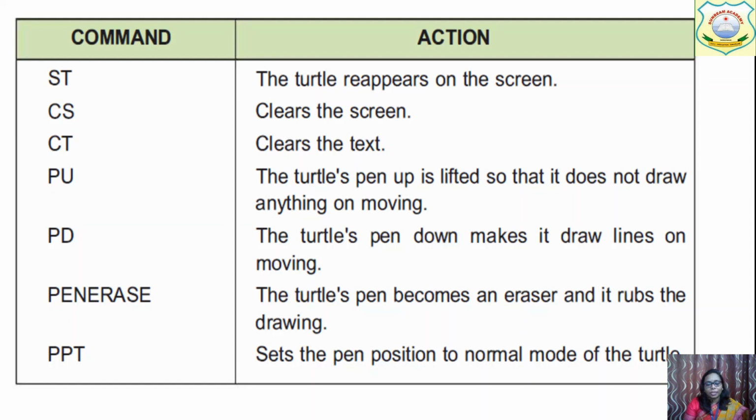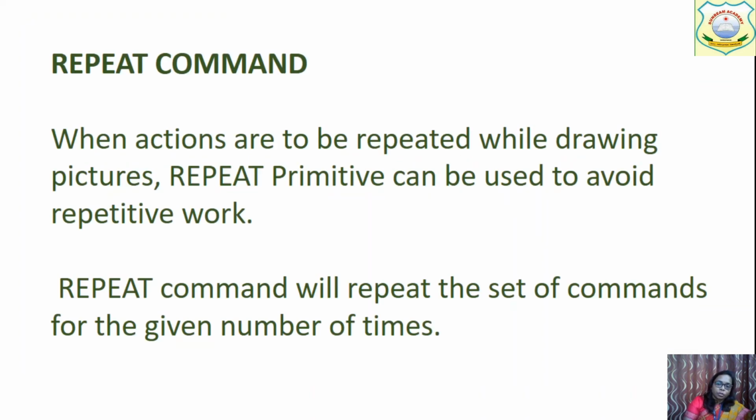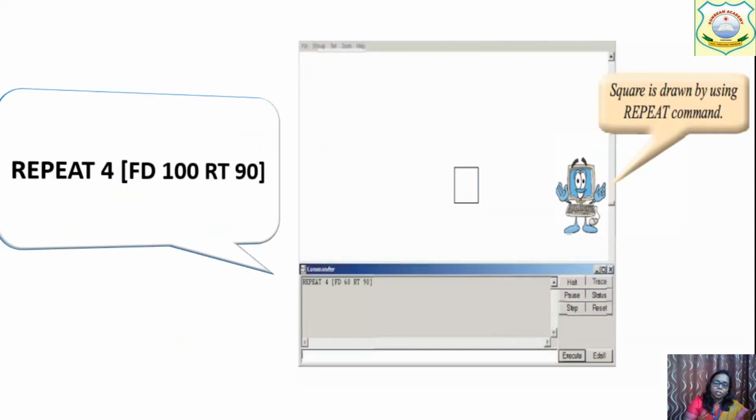To set the pen position to the normal mode, PPT. Okay. Now we have the repeat command. What is the use of the repeat command? When actions are to be repeated while drawing pictures, the repeat primitive can be used to avoid repetitive work. Means the repeat command is used to avoid repetitive work. Just like the example of a square. For a square we have to repeat the command.